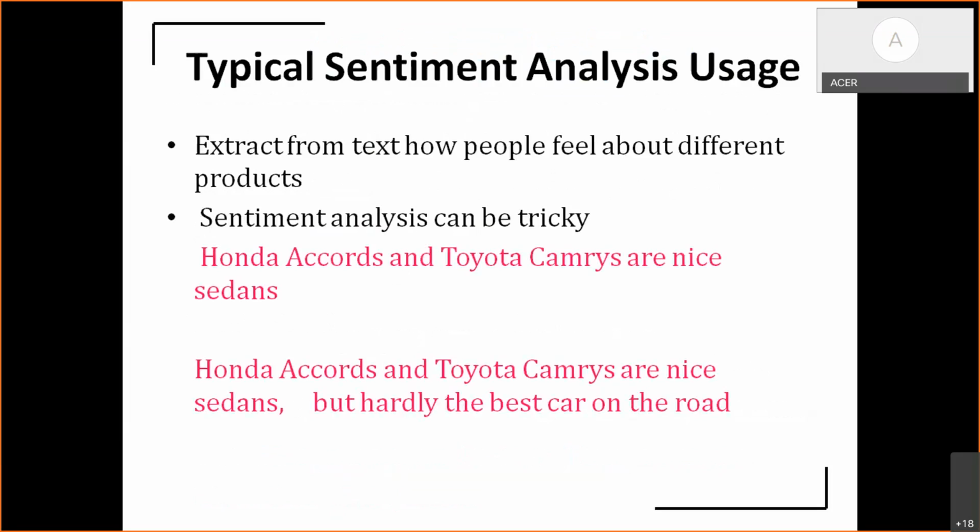So, what we do is extract from text how people feel about different products. Sentiment. It seems to be easy when I'm explaining it, but sentiment analysis can be tricky just because of the sentences. Let me tell you, Honda Accords and Toyota Camrys are nice sedans, and there is one more way of writing it: Honda Accords and Toyota Camrys are nice sedans, but hardly the best car on the road. See, both sentences create a different meaning, right? So it also depends on how the sentence is being written.